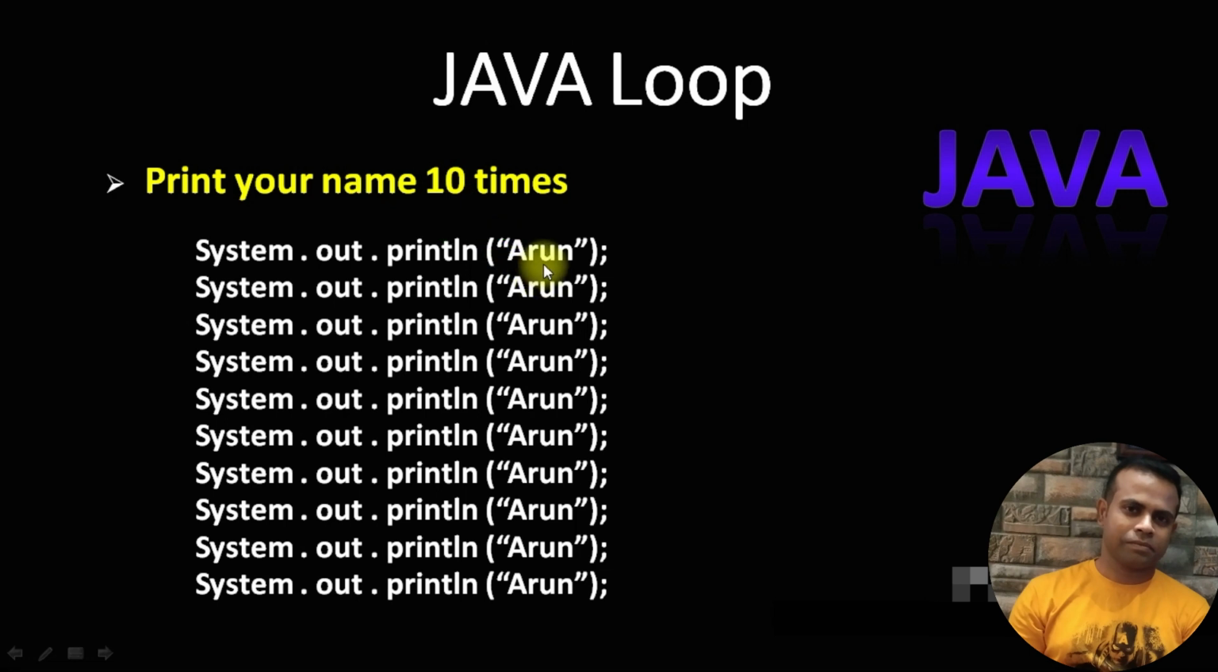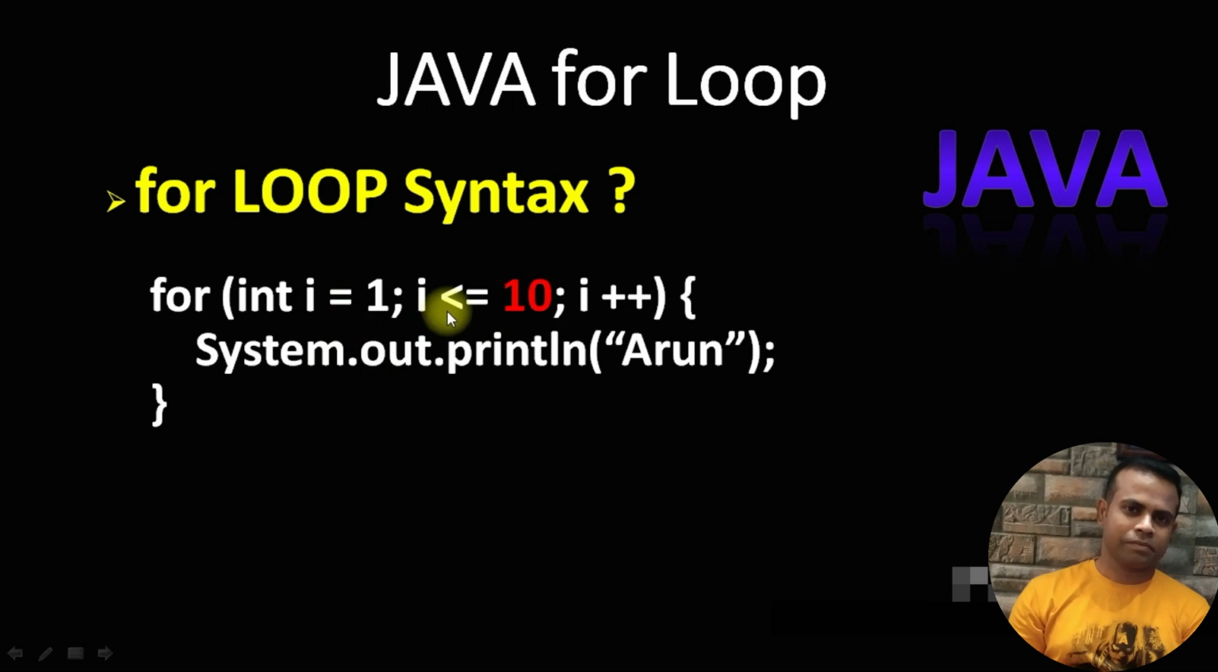In our last for loop class we did this type of thing to solve this problem. This is the for loop syntax, and you can see I have initialized a variable i that is 1, and if i is less than 10, at that time system.out.println will print my name. You can see here I have written 10 in red color, so I know the count of how many times I have to print my name, and based on that it will increment the i value every time with i plus plus, and every time it prints Arun. So here it prints my name, Arun, 10 times.